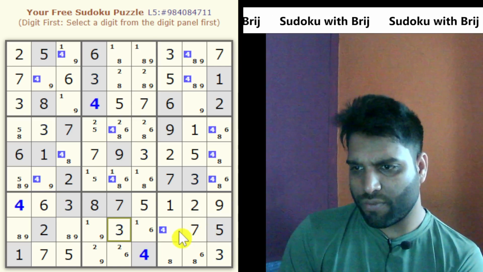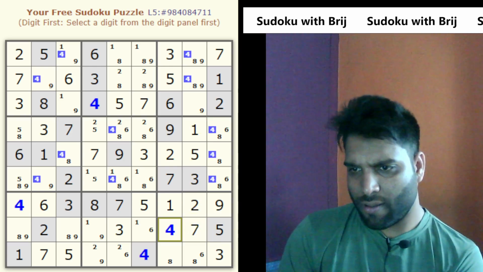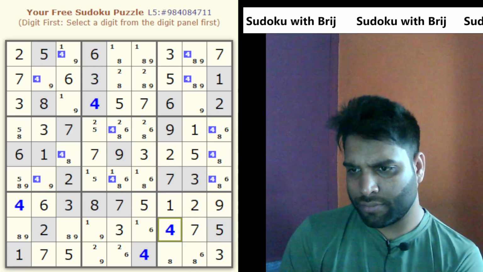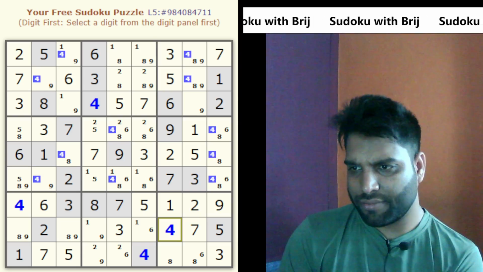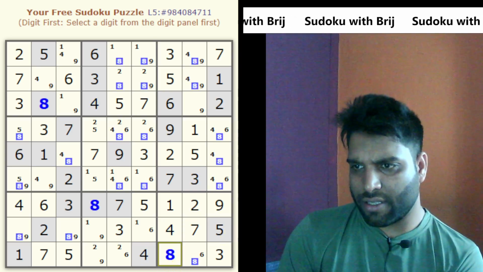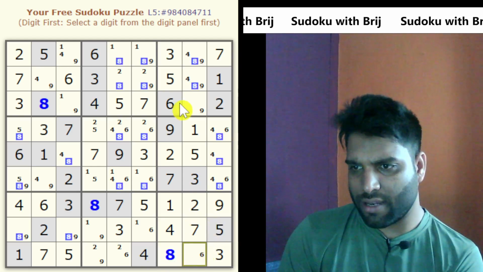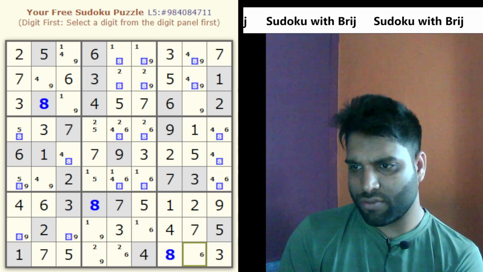Now let's move on to 4. 4 should be here. Let's move on to 8. There is a naked single of 8 in this cell, and so it cannot be over here. So now let's move on to 6.